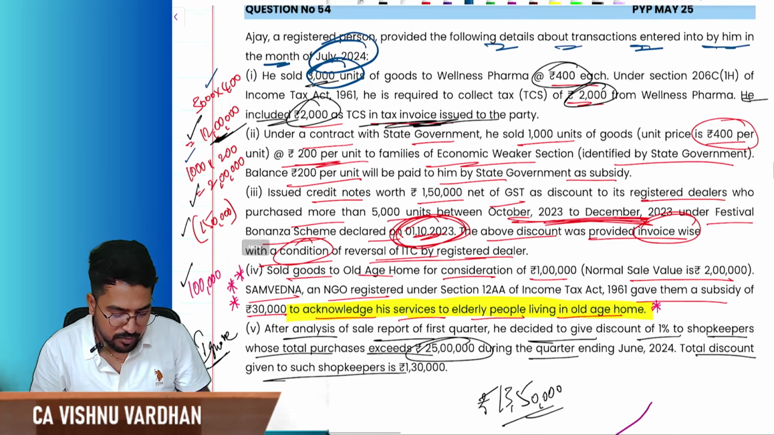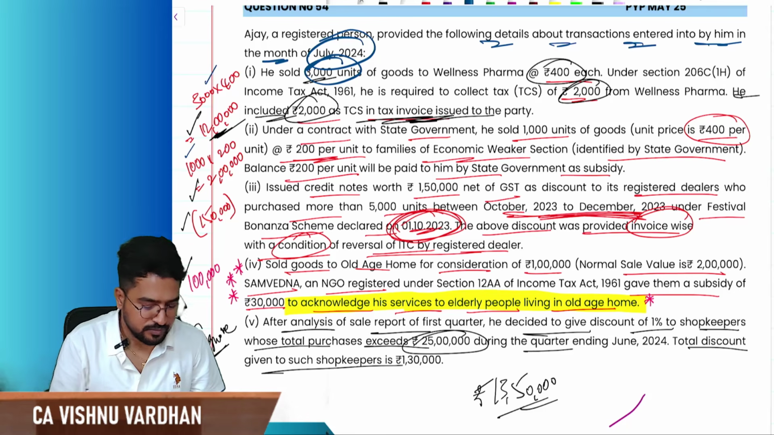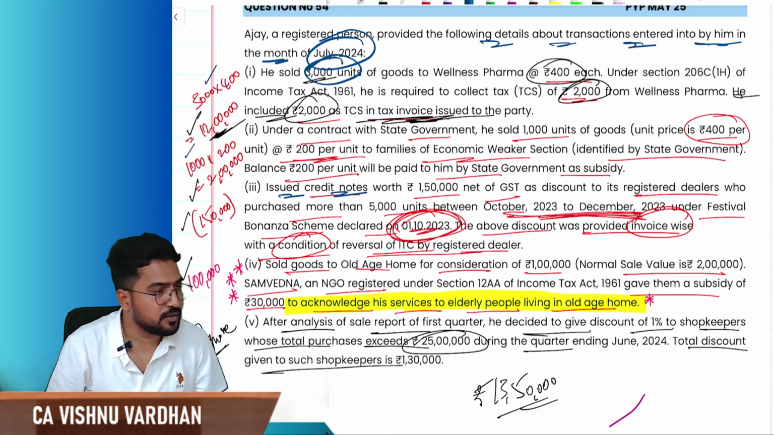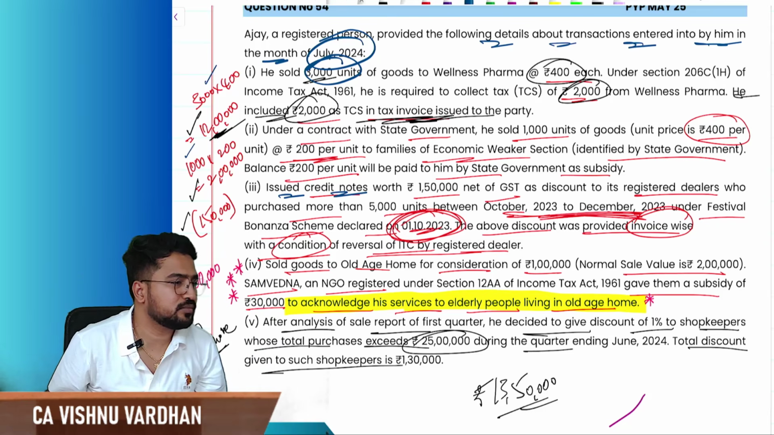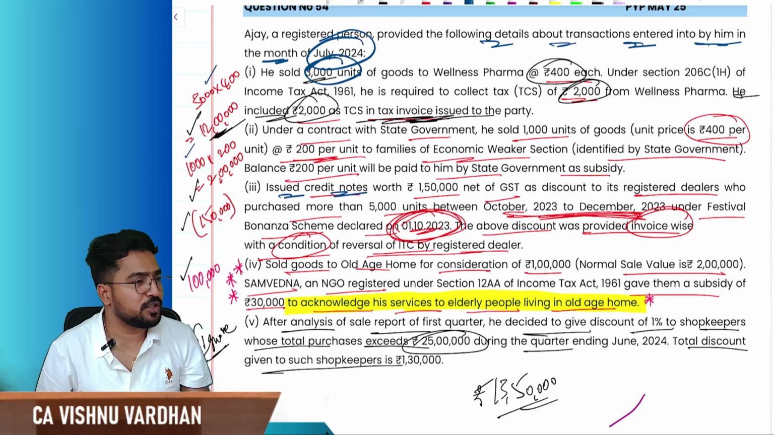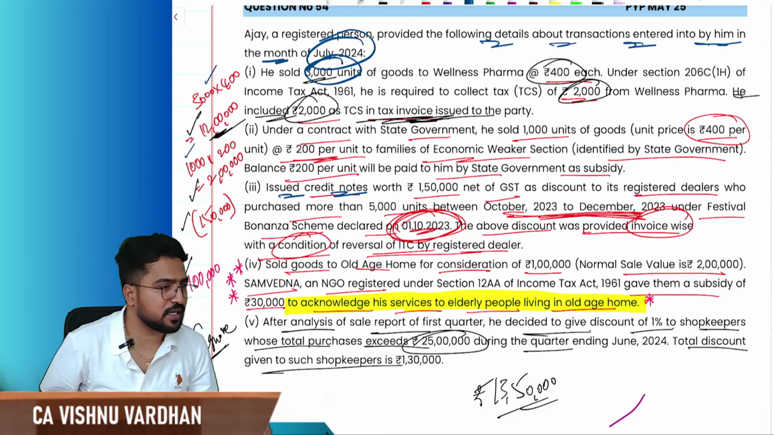Now in July month, I am issuing credit notes for the sales that happened in the last October to December period, because I have cross-checked who all achieved the targets.